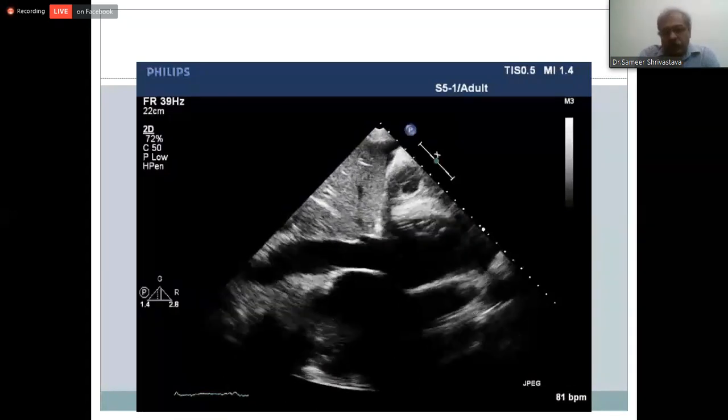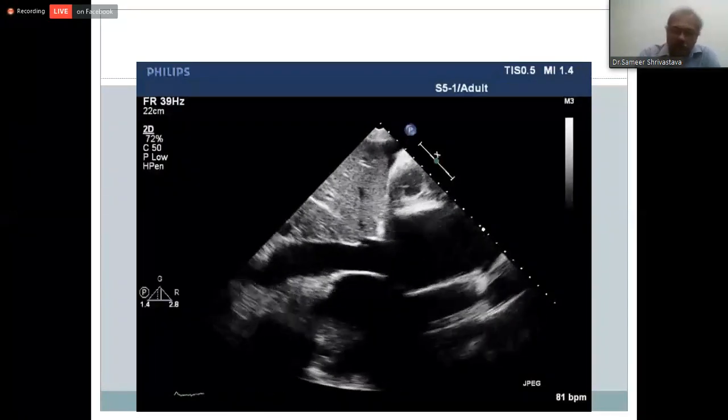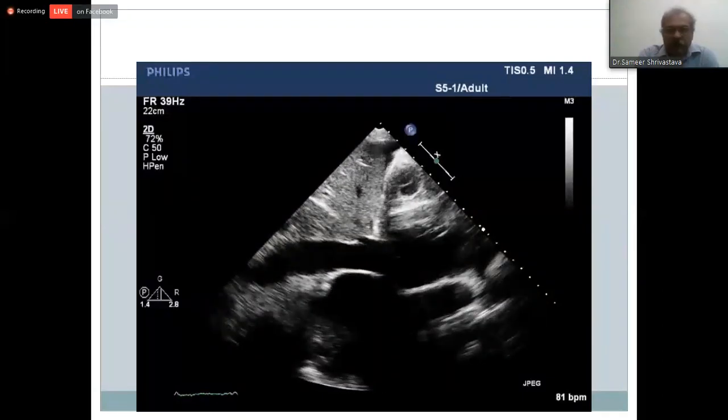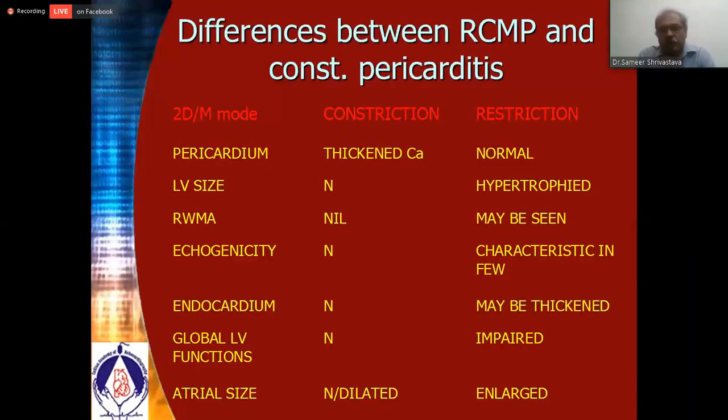Not only that, you have to document RA pressures being high, which is very easily done by seeing dilated IVC. Now, these are few differences between restriction and constriction. If you see a pericardium which has got a calcium, favors constriction. If the LV size is normal, it is constriction. However, if there is hypertrophied LV, then it favors restriction. Regional wall motion abnormality may be seen in restriction. Echogenicity is characteristic in few restrictive cardiomyopathies, like in amyloid. Endomyocardium may be thickened. Global LV functions are by and large normal in constriction, but in restriction they may be impaired.